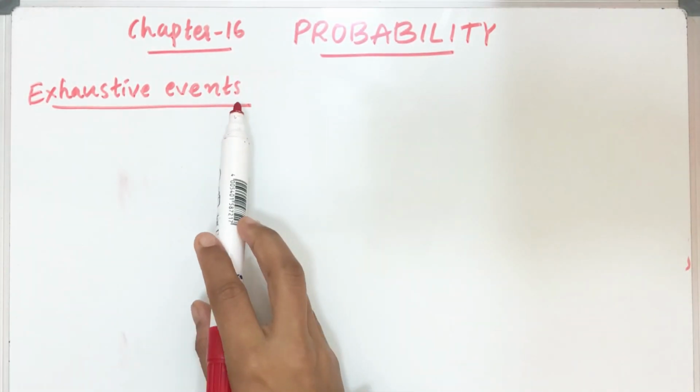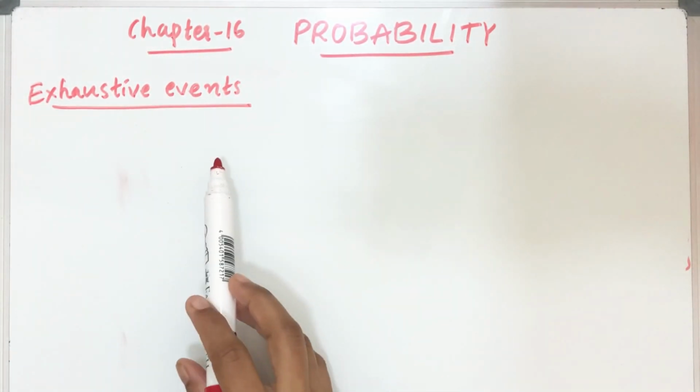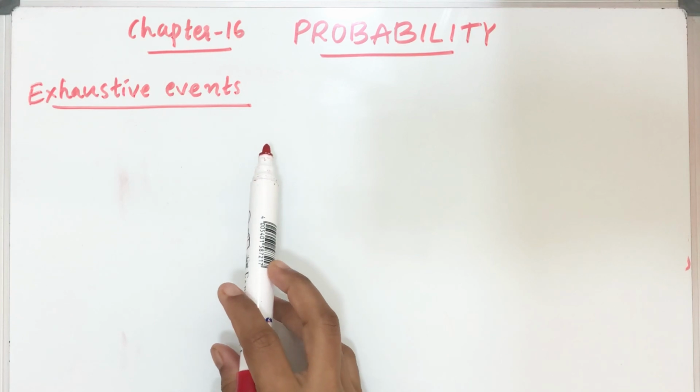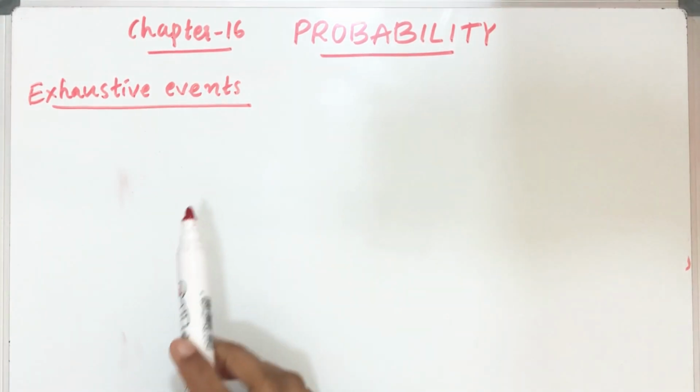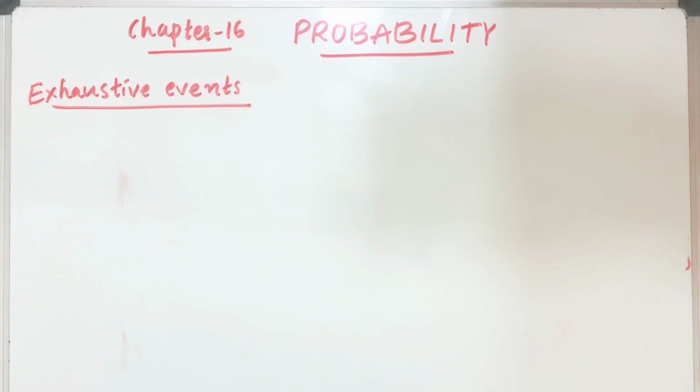Next, we have exhaustive events. Some events are said to be exhaustive if their union is equal to the sample space itself. Or we can say if E1, E2, etc. En are n events of a sample space S, and if E1 union E2 union etc. union En is equal to S, then E1, E2, etc. En are called exhaustive events.